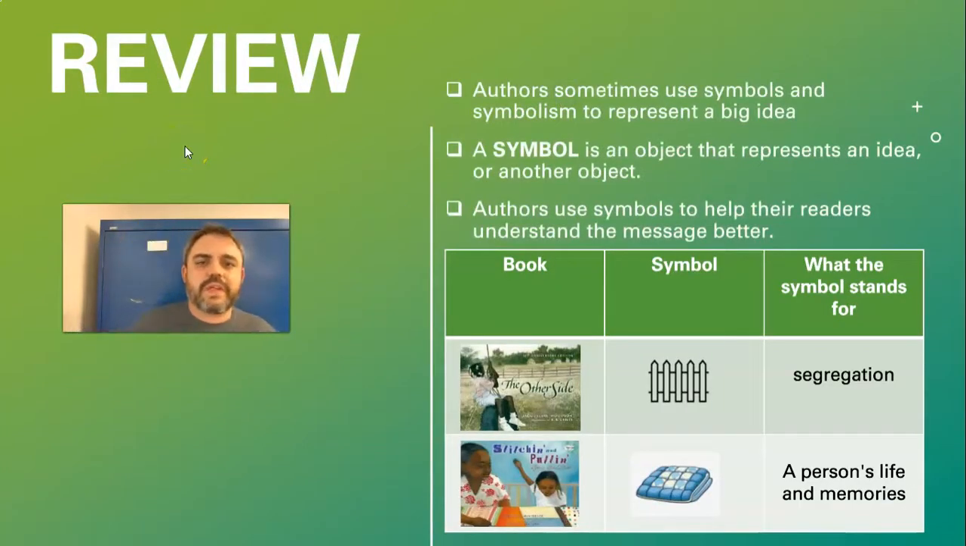Today, our review, today we talked about three main things. We learned that authors sometimes use symbols and symbolism to represent a big idea in their story. A symbol is an object that represents an idea or another object. Right? And then we talked about how authors use symbols to help their readers understand the message better. And then we looked at two examples: the fence in The Other Side representing segregation, and the quilt in Stitchin' and Pullin' representing a person's life and memories, right?